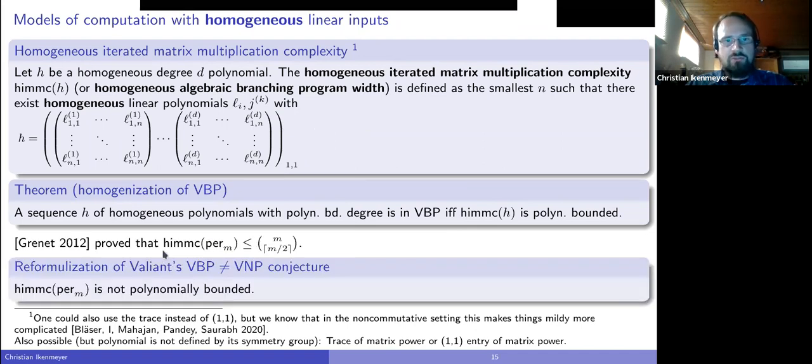There are also some upper bounds that have been proved. So the HIMMC of the permanent is bounded by m choose m half. This follows from Glynn's construction. And now you get a very, very nice reformulation of Valiant's original conjecture. This is: the HIMMC of the permanent is not polynomially bounded. So this is not the determinant complexity anymore. This is the HIMMC, and this is a homogeneous way of measuring complexity.